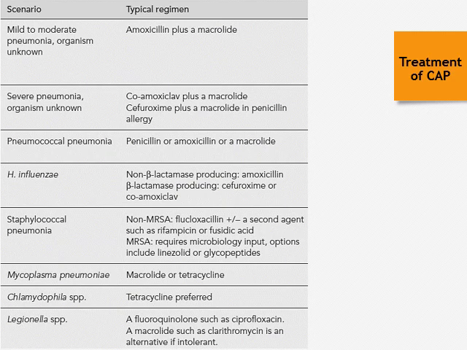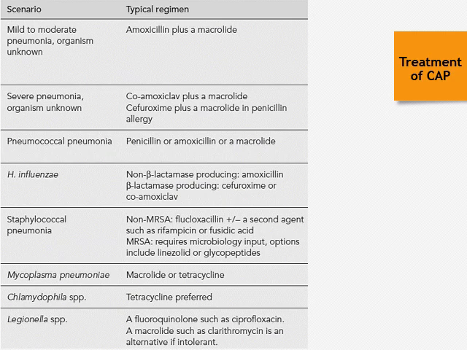The second scenario is if the patient is having severe pneumonia and still the organism is unknown. Maybe the patient has come to the hospital and the culture sensitivity tests have not yet been performed. So we have to give empiric therapy, and in these situations we can prescribe co-amoxiclav, that is the combination of amoxicillin and clavulanic acid, along with a macrolide. Or in other situations we can prescribe cefuroxime along with a macrolide in case of penicillin allergy.